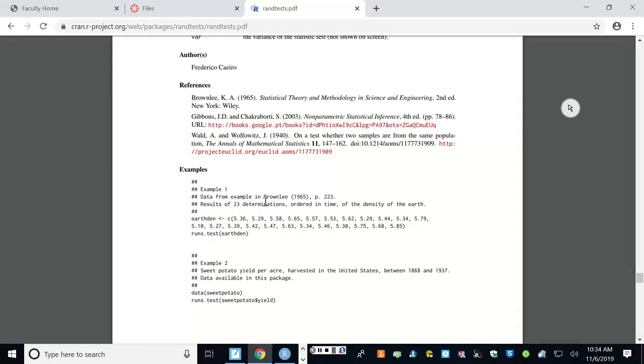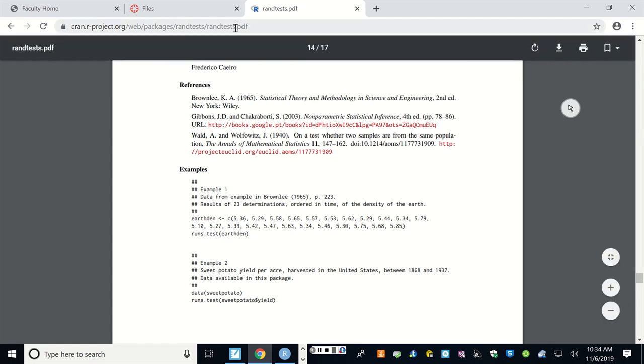So they have 23 determinations ordered in time, the density of the Earth, and they do this. What this one does is it compares to the median of those points. Are the values you see below the median? So it gets a run and then judges whether the number of runs that you see is more or less than you would get from random.